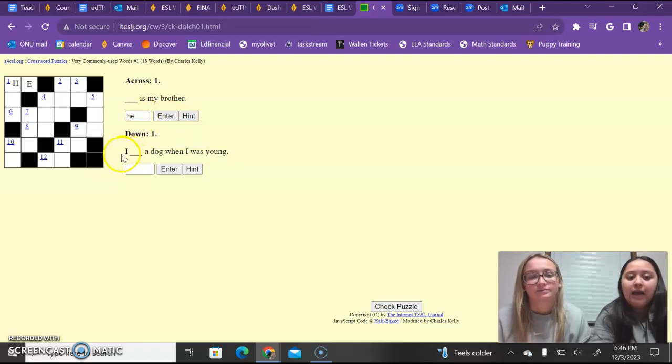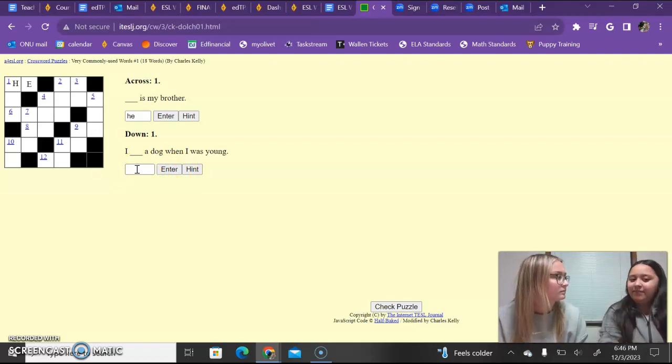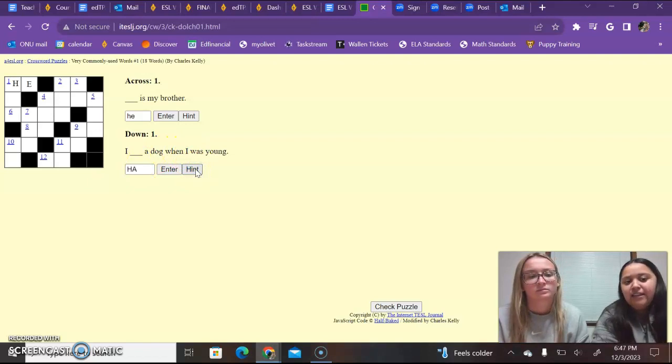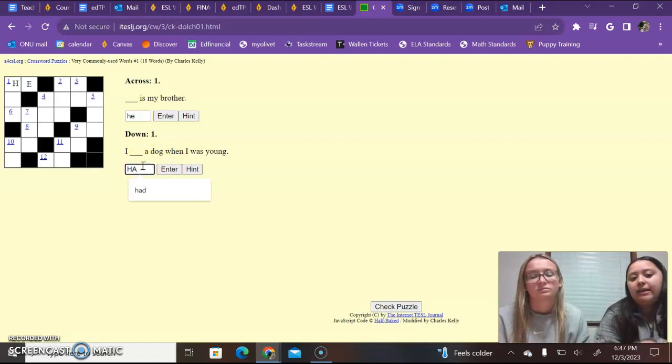So here is "I blank a dog when I was young." I thought it was also really interesting because, let's say Julia can't guess it or doesn't know, you can get a little hint here. And it says "HA," so you can ask, what word starts with HA that can be put into the sentence? So here's "blank had a dog when I was young," and then you press enter.